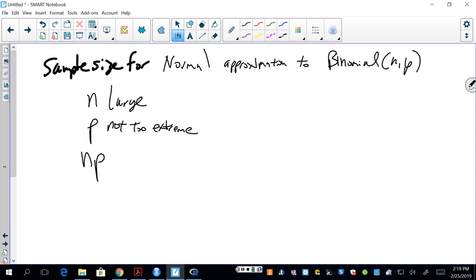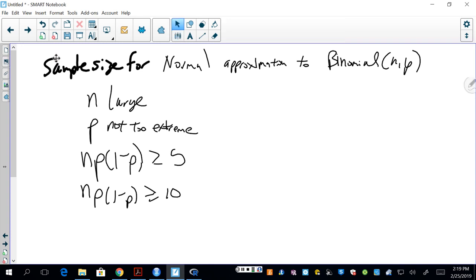One way to look at that is n times p times 1 minus p greater than or equal to 5. Some books say n times p times 1 minus p greater than or equal to 10. So somewhere in that range; it depends on how accurate you want the approximation to be. The bigger n, the bigger that is, the better. And if it's way past that, at 20, 30, 100 or more, it's going to be great.